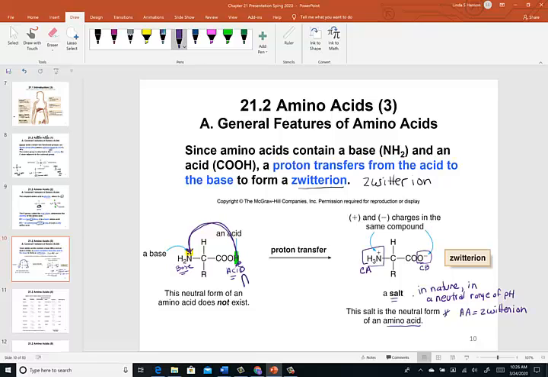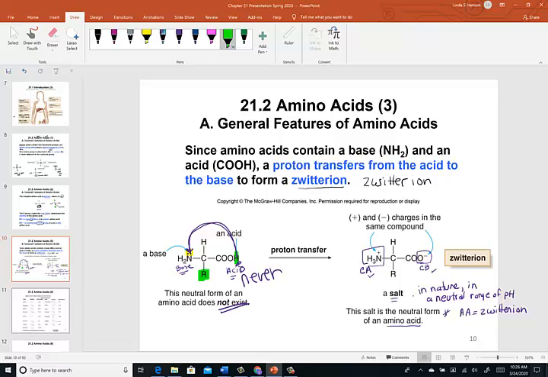You never, ever see the acid and the base form. You see the conjugate acid and the conjugate base form known as a Zwitter ion, where the proton has been transferred from the acid to the base. Let's focus in on some examples of what R is and give the identity to each of these amino acids.